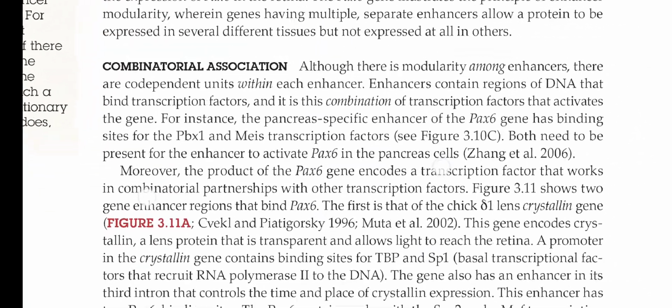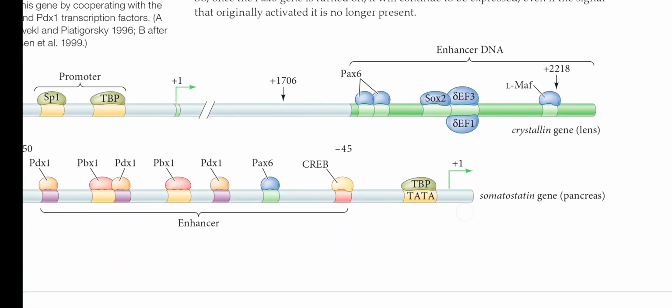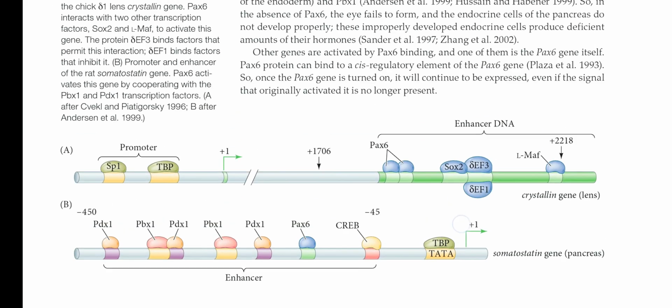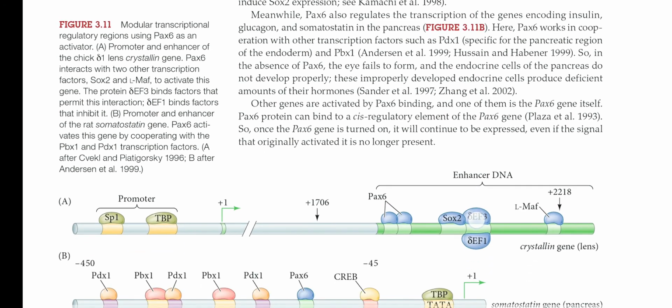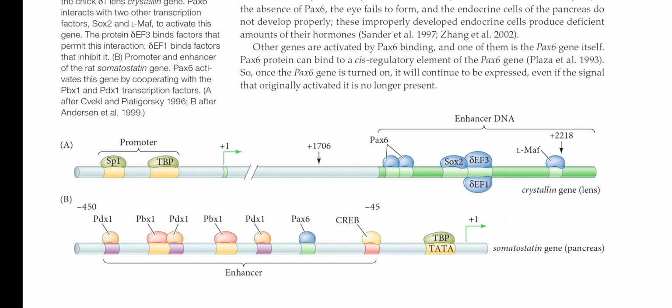Then there is combinatorial association, although there is a modularity among enhancers. So let me show you the picture. This is a promoter, this is an enhancer region. When the promoter and enhancer come together, you can see the looping, and there is some gene activation. Whenever the enhancer is bound with the promoter region, only then will the gene be activated, or else it won't.